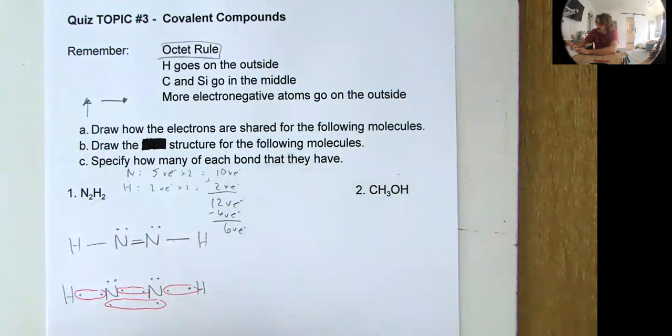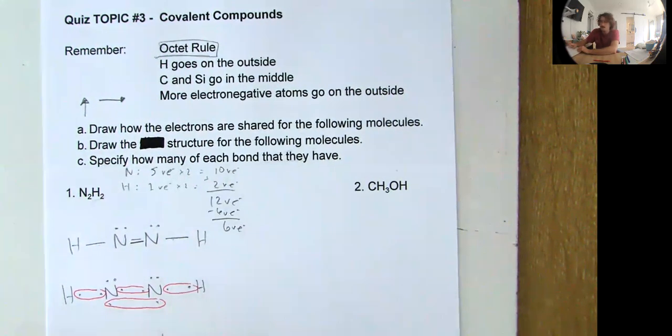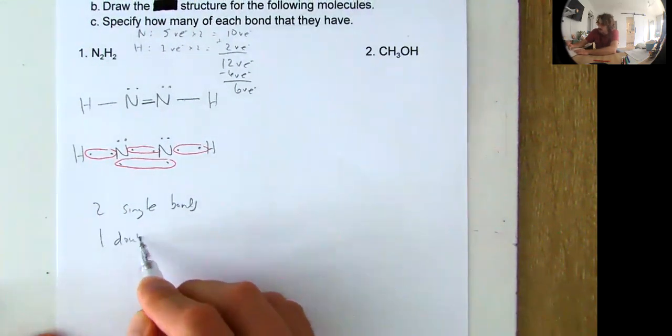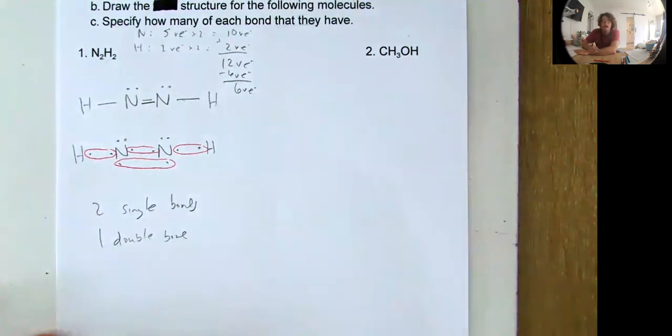So specify how many of each bond that they have. Looks like there are two single bonds. Oops, you can't see that. Two single bonds, and it looks like there's one double bond. Okay, that's how you do it.